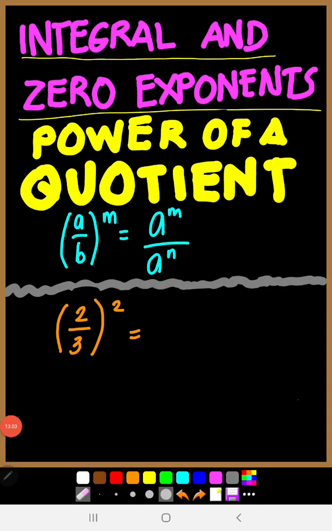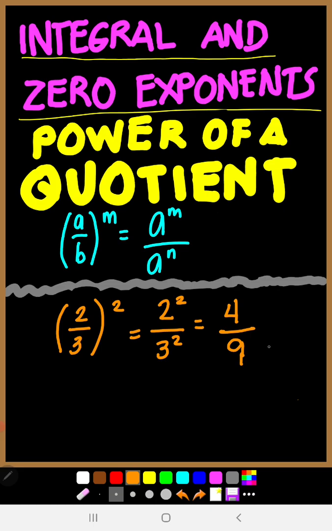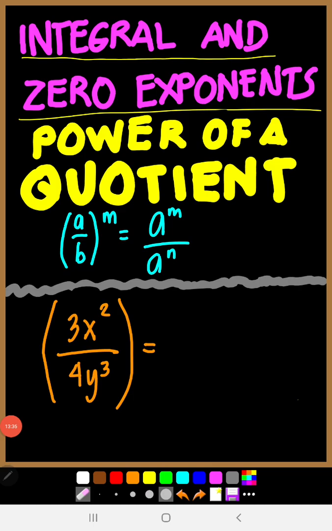Okay, let us try this one naman. So, we have quantity 2 over 3 squared. So, again, magiging 2 squared and then 3 squared. And then, just simplify. Ang 2 squared is 4 and then, ang 3 squared is 9. So, walang divisibility. That's the lowest term. Our final answer is 4 over 9. Okay, last example.